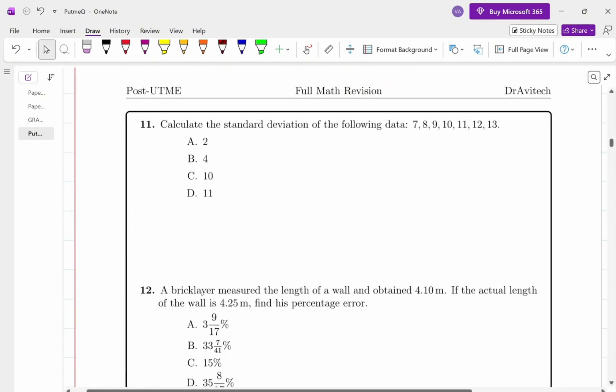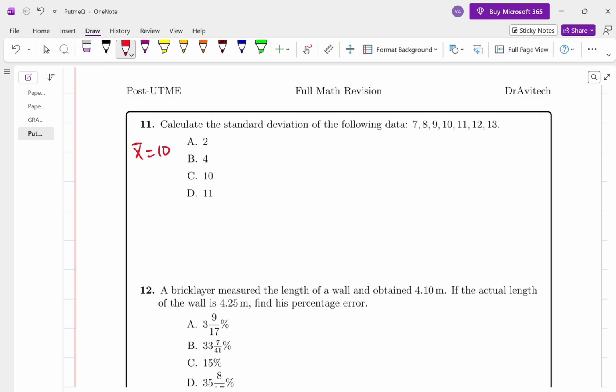Question 11 says, calculate the standard deviation of the following data. Now, the first thing you want to do is find the mean. And for this very question, I can tell you for a fact that the mean is very easy. The mean is equal to 10. Why is it equal to 10?